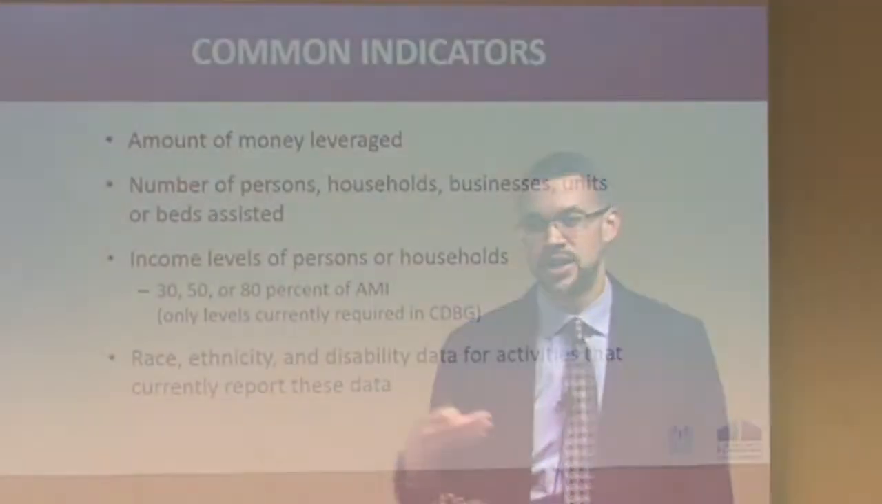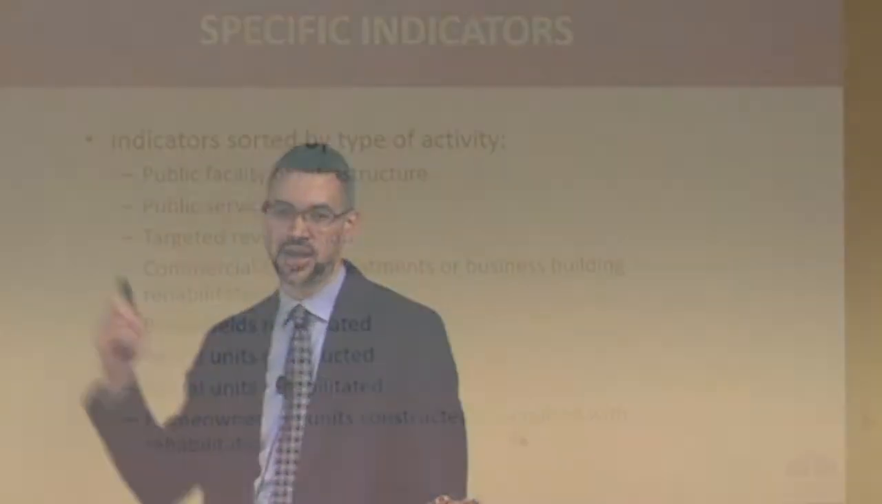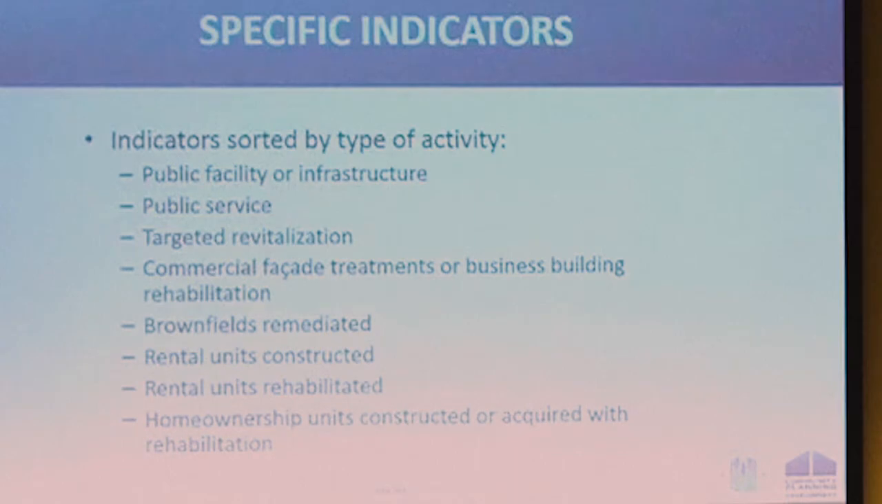So there's 4 common indicators that apply to all activities, and then there's specific indicators that you select depending on that activity. So the 4 common ones are, HUD wants to know how much money was leveraged through this activity or project. We talked about the importance of documenting the amount of funds that were leveraged in IDIS. The number of persons, households, business units assisted. That's a common indicator. The income levels, remember we're documenting income and recording that in IDIS. Race, ethnicity, disability data for activities that currently report these data. So those are your 4 common indicators, the 4 common things you're going to be reporting on.